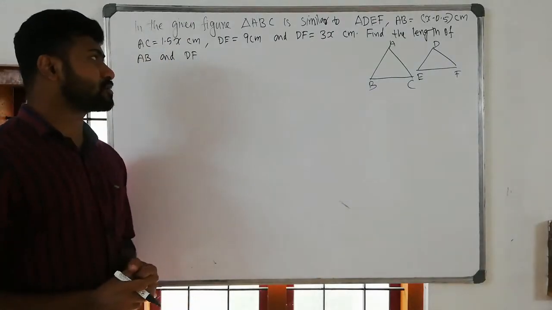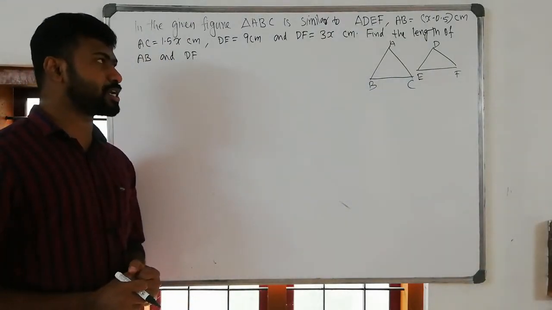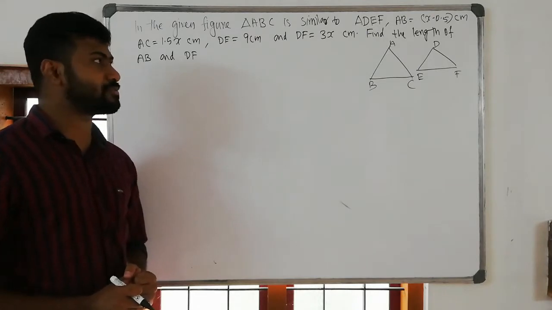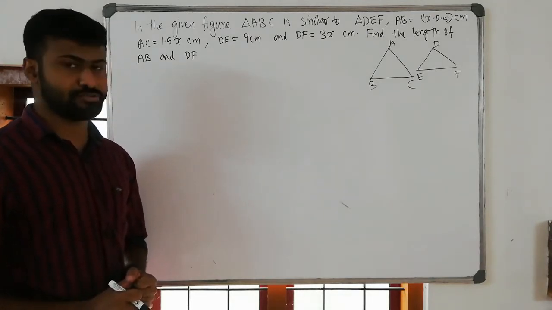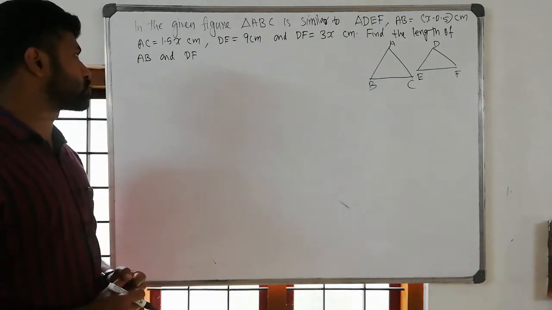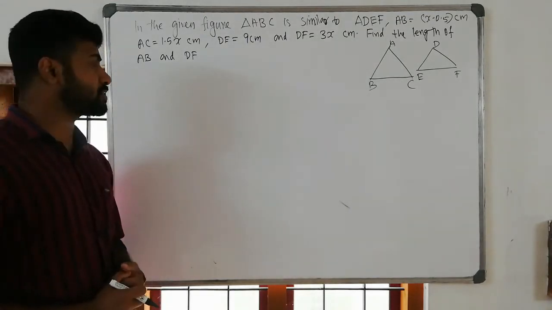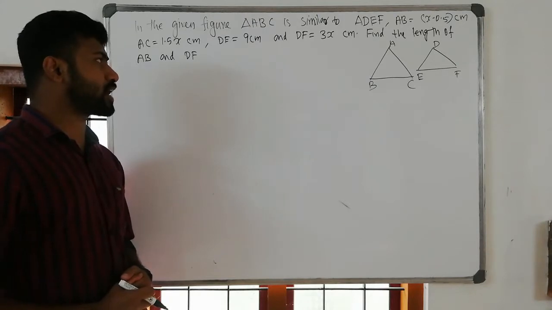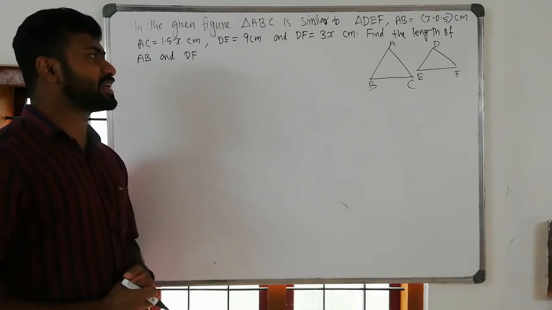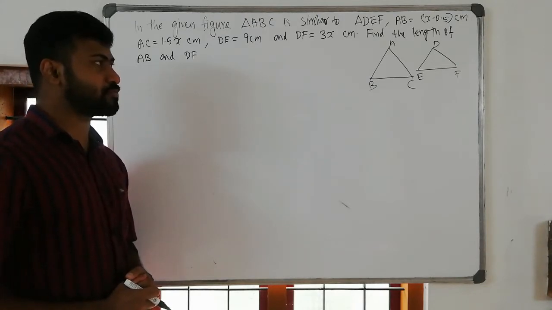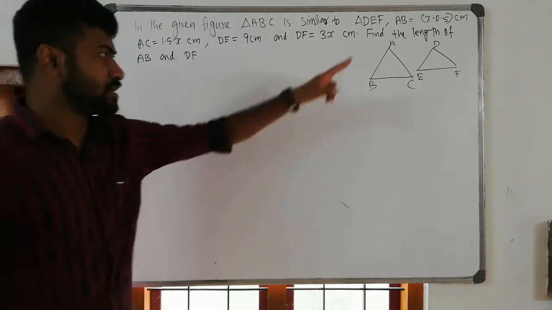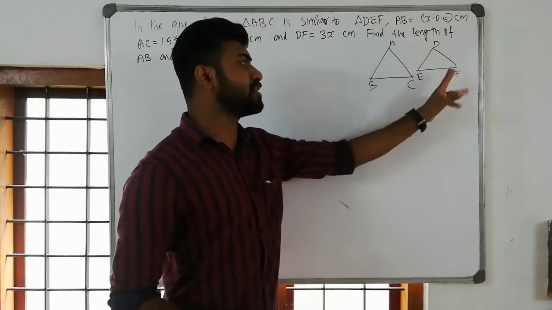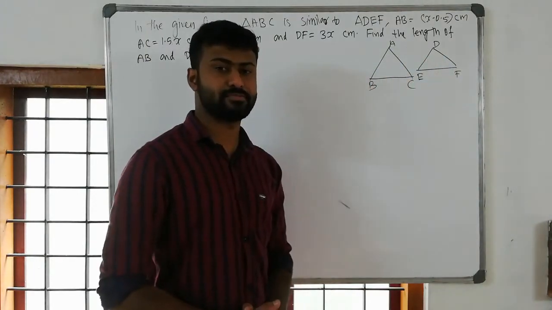In the given figure, triangle ABC is similar to triangle DEF. AB equal to x minus 0.5 cm, AC equal to 1.5x cm, DE equal to 9 cm and DF equal to 3x cm. Find the length of AB and DF. These are the two triangles, triangle ABC and triangle DEF.